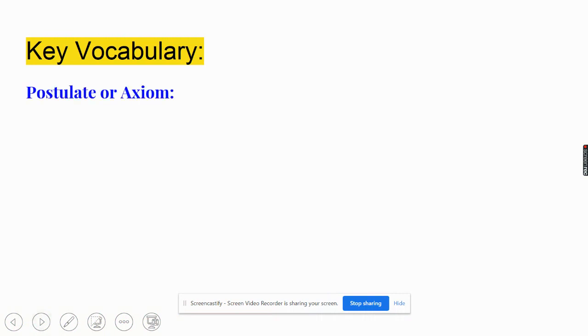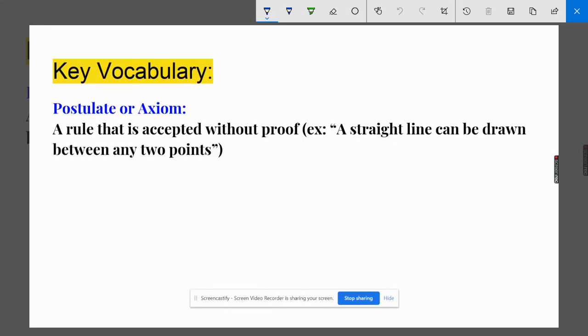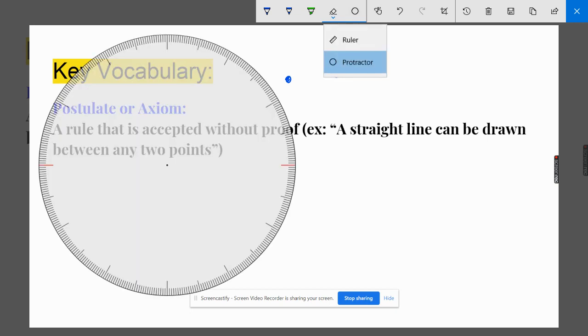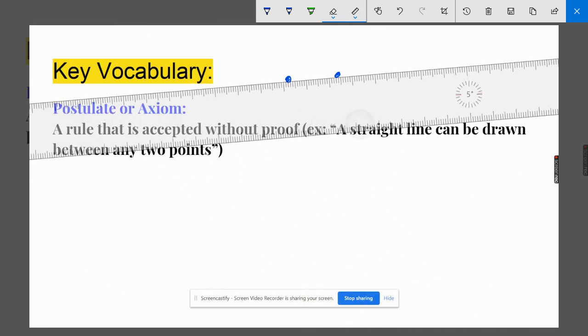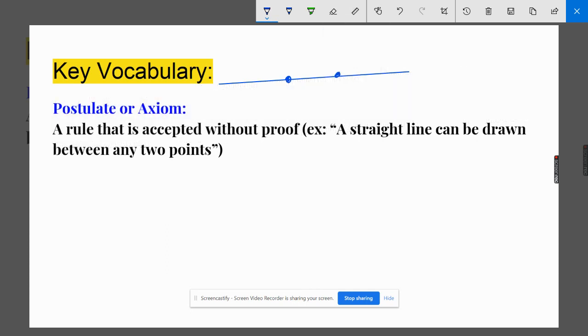So once again, some more vocabulary. We have a postulate and an axiom. That's just a rule that is accepted without proof. Like, you just say something is and people accept it. Such as a straight line can be drawn between any 2 points. It's kind of like, okay, you don't have to prove it, but everyone knows if you draw 2 points, you can draw a straight line through those 2 points. It could be anywhere on your paper. Right, so you don't need a proof for that.